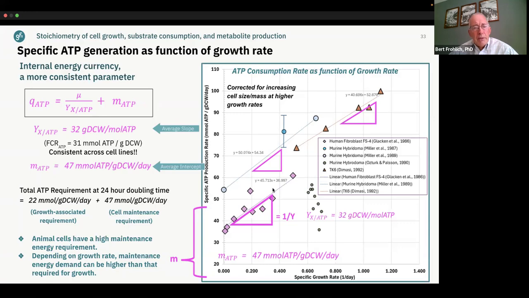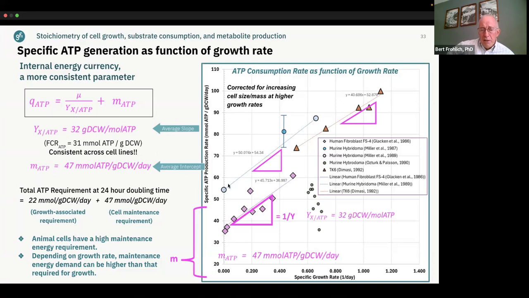Not that that's a new discovery, but it kind of confirmed the fact that cells of very different types all had the same requirement for energy under normal circumstances. And so when you convert those slopes to a yield factor, you get about 32 gram dry cell weight per mole of ATP. And if you flip that, you can get essentially the feed conversion ratio for ATP. 31 millimole ATP per gram dry cell weight is consistent.